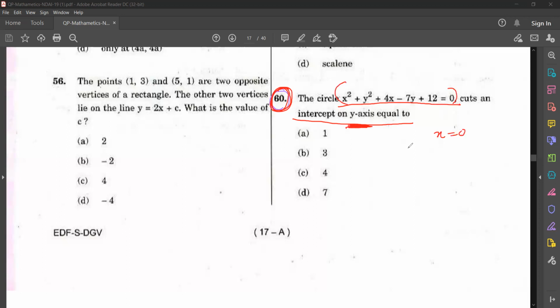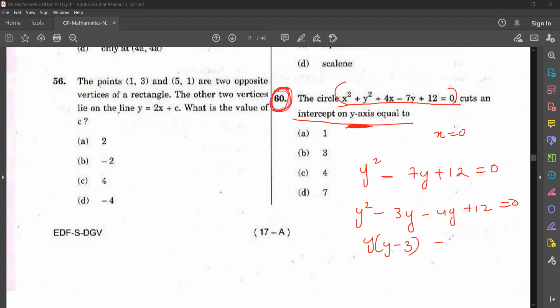So for this equation, I'm going to put x as 0. x squared will go as 0, plus 4x will go as 0, minus 7y plus 12 equal to 0. Now, this is my equation. I have to solve this using middle term splitting. This 7 I'm splitting as minus 3y and minus 4y, plus 12 equals 0. Taking y common from this, and here common 4. I'll get y equal to 4, y equal to 3.